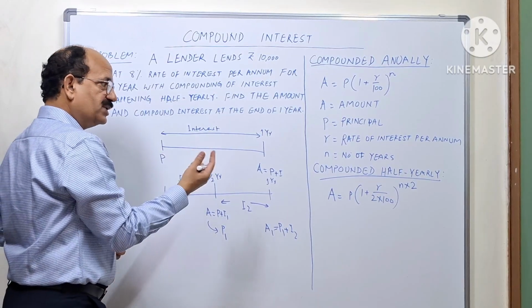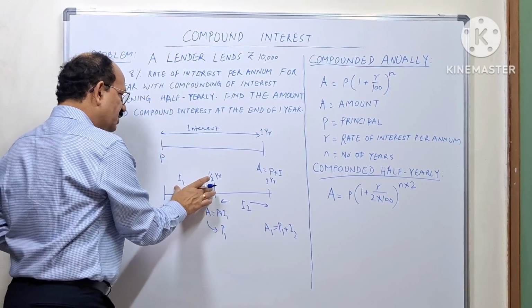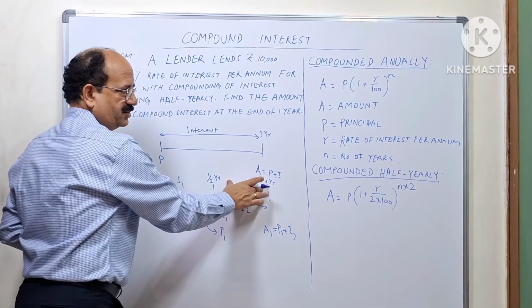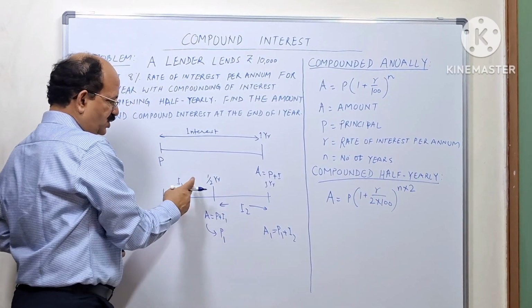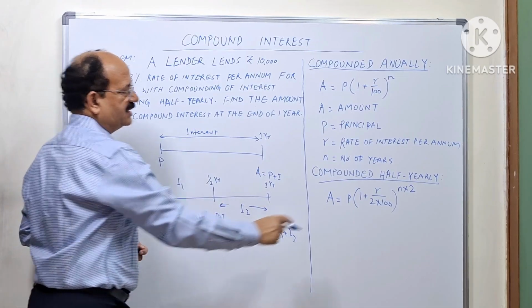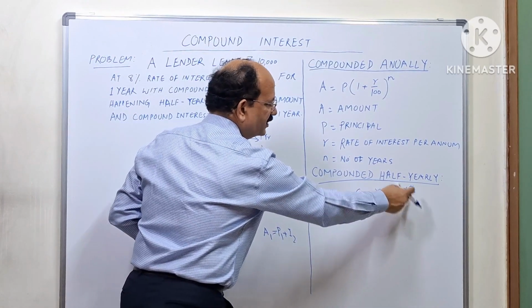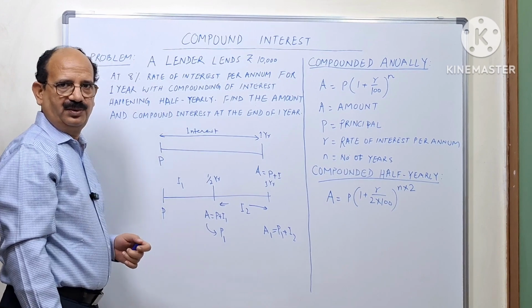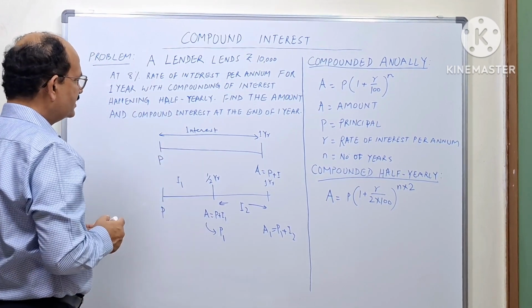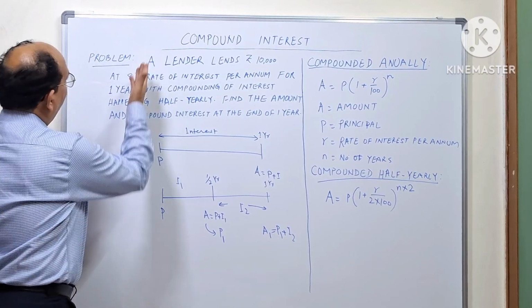And how many durations do you have for compounding? 1 duration and 2 durations. So there are 2 half year durations, and that's the reason the number of years is multiplied by 2. Okay, let's see how it plays out for this problem.